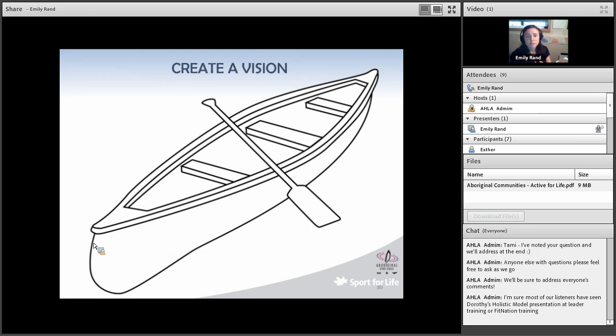What are some of the resources that I need? What are some of the different supports that I need? What's already available that I could draw on? What might I need to start from scratch? So we ask people to complete the canoe as they wish, thinking of the canoe as your program and who and what is going to help support you in your vision for your program.